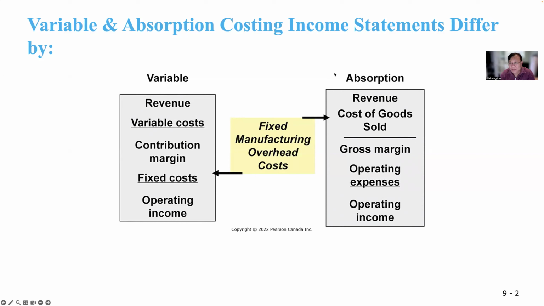If you take a look at the format for absorption costing, to the right side of your screen, you can see this is the format you are really familiar with. Revenue minus cost of goods sold equals gross margin, and then minus operating expenses, that is your operating income. I believe you have learned this format from the first financial accounting course. This is the income statement prepared under absorption costing.